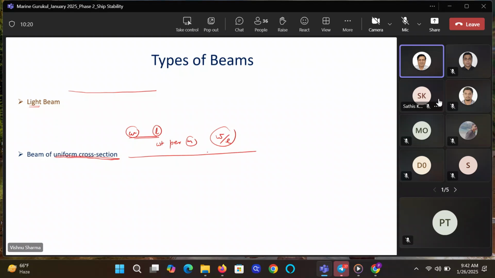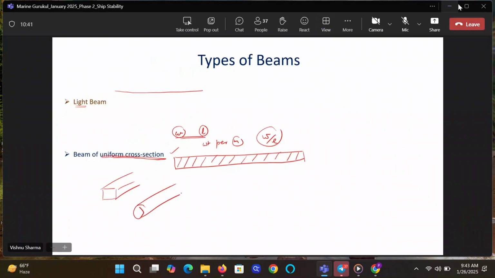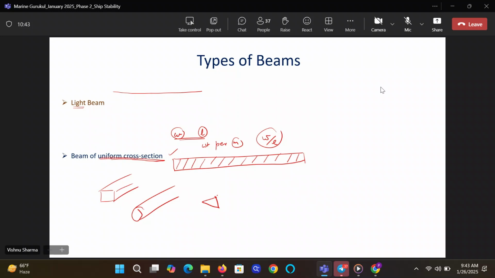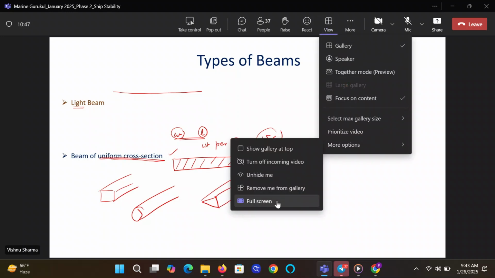I shall be representing a beam of uniform cross section like this, with a certain thickness, and shading it. This diagram represents the beam of uniform cross section. This is how we'll represent it, but this beam could be like this, or like this, or like this. They are all examples of beams of uniform cross section.